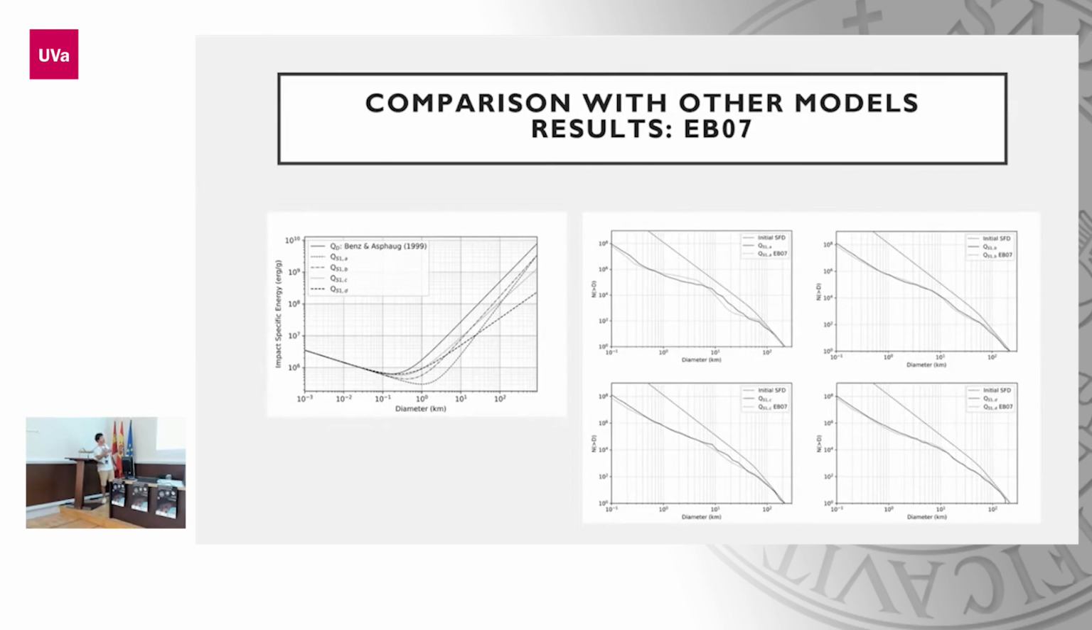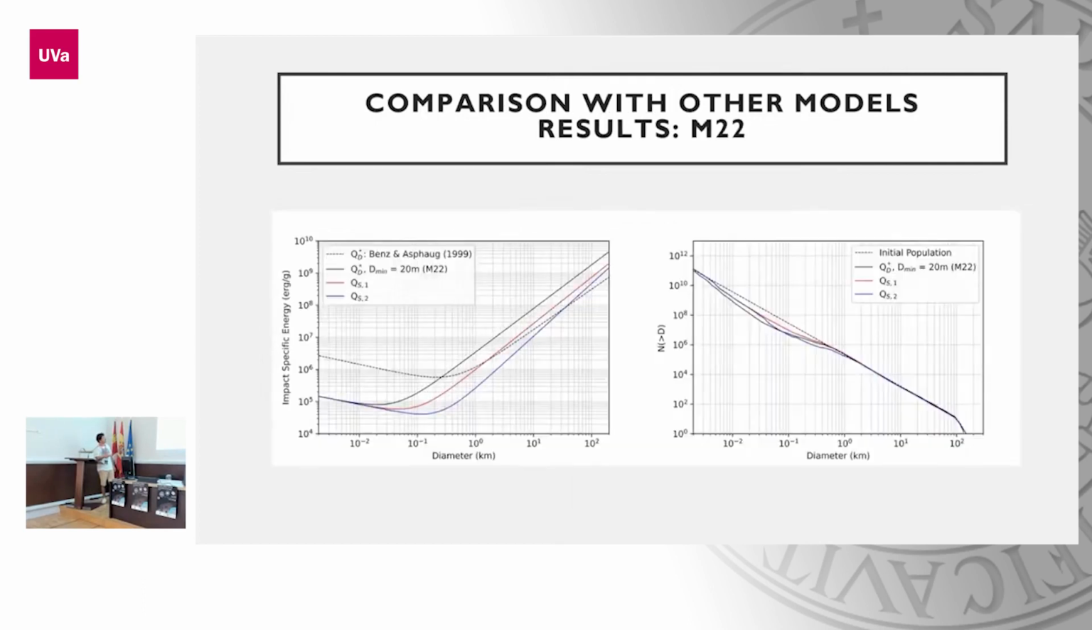The results come in the form of cumulative size frequency distributions, which means that on the y-axis we have the number of bodies equal to or larger than a given diameter, while on the x-axis we have the diameter of such bodies. By looking at these plots, we can see that our results are pretty much acceptable according to their work, and that our model can reproduce them. Given this, we tried to make the same procedure for the scenario that Marschall 2022 proposed.